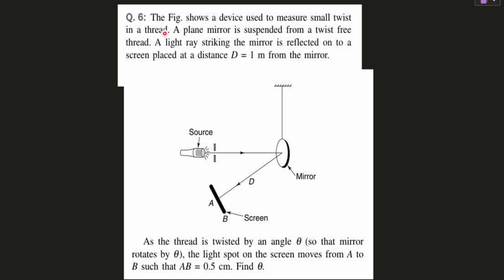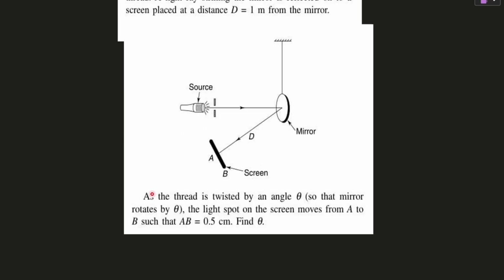A plane mirror is suspended from a twist-free thread. A light ray striking the mirror is reflected onto a screen placed at a distance d equals 1 meter from the mirror. As the thread is twisted by an angle theta, the mirror rotates by an angle theta. The light spot on the screen moves from A to B such that AB equals 0.5 centimeter.